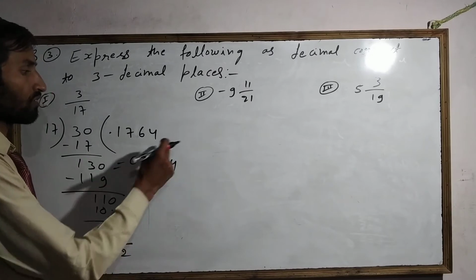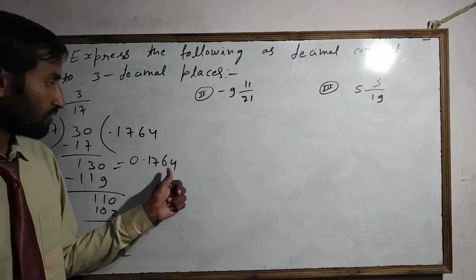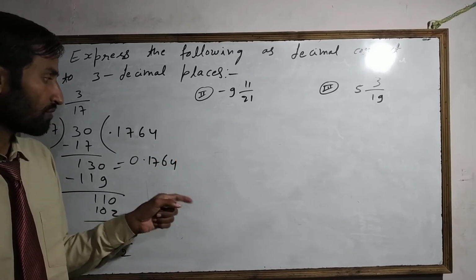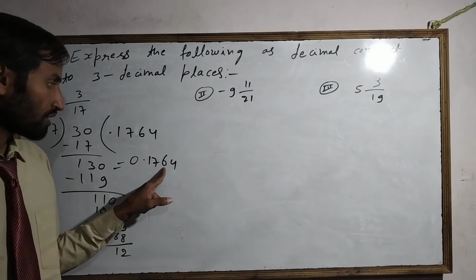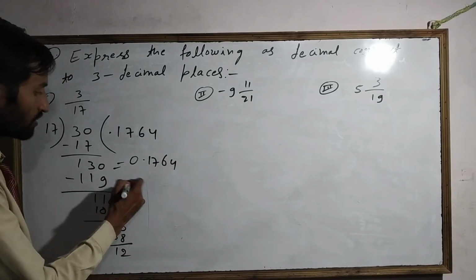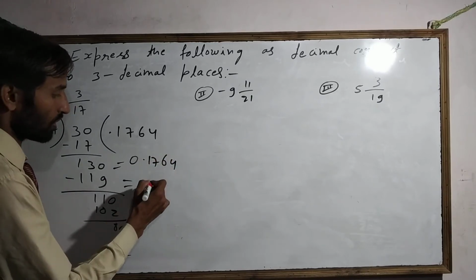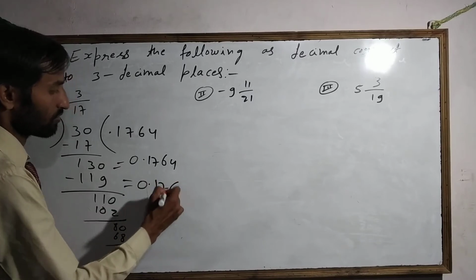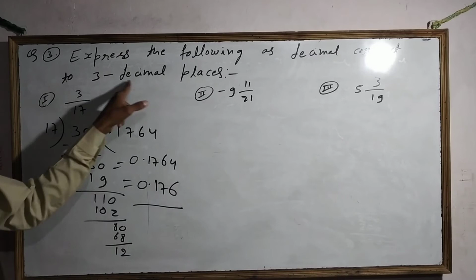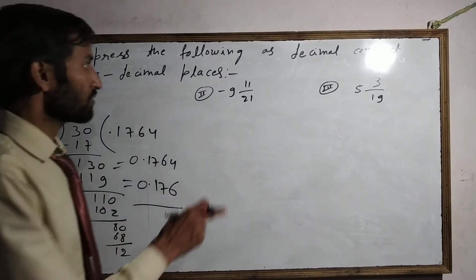Now round off. For rounding off, be careful: if the 4th value is 5 or more than 5, then you have to add 1 to the digit here, otherwise just ignore the value and write down the answer. This one is 4, less than 5, so no need to add. So the decimal expansion of 3 upon 17 up to 3 decimal places is 0.176. Okay, next one, second part.